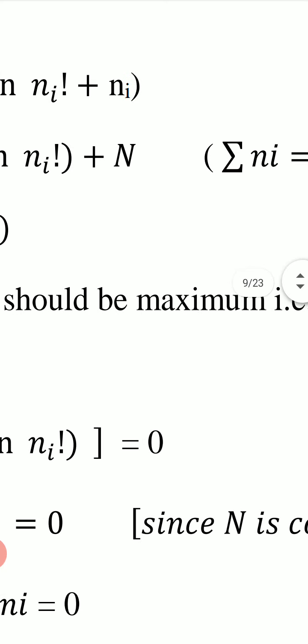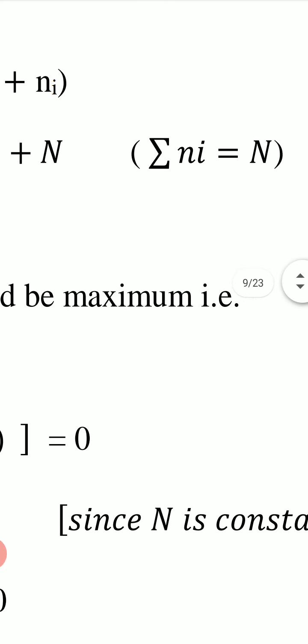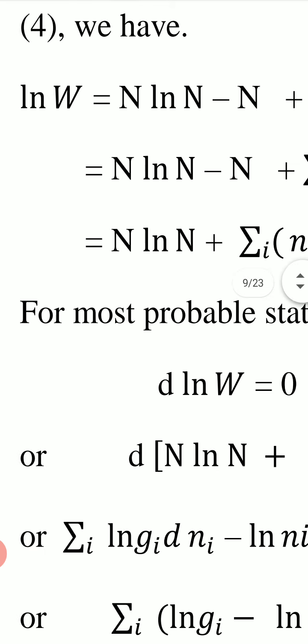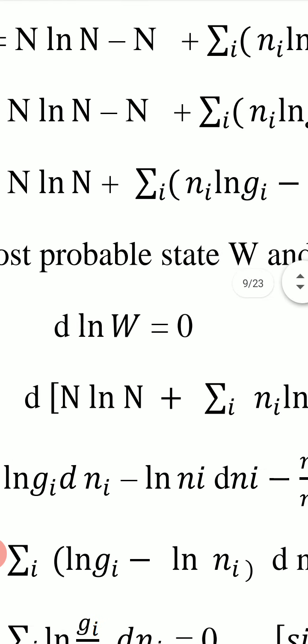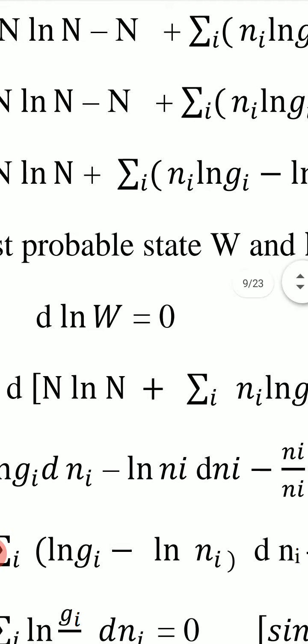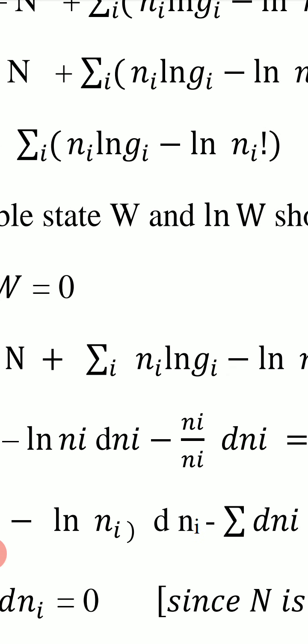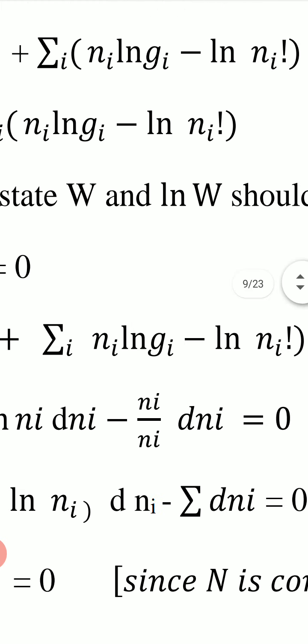This capital N is cancelled. Here we have plus N and here we have minus N. So this is cancelled out, and the remaining terms are log W equal to N log N plus summation ni log gi minus ni log ni.